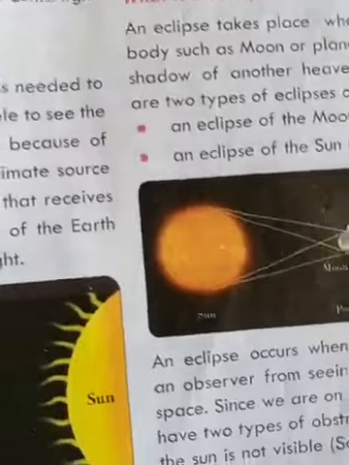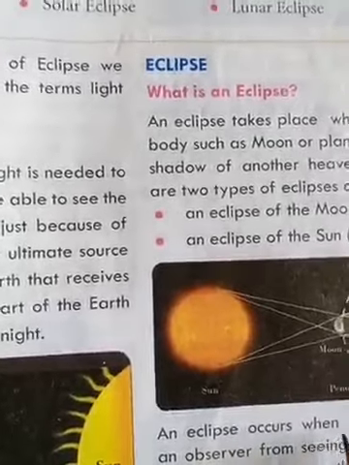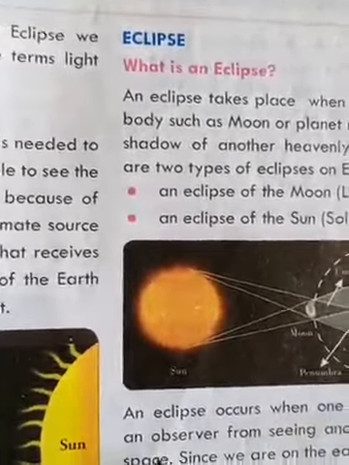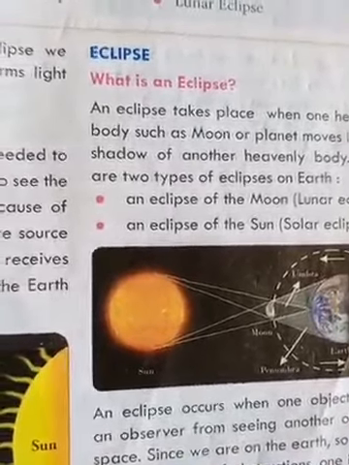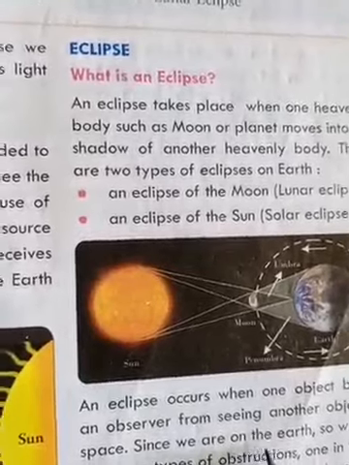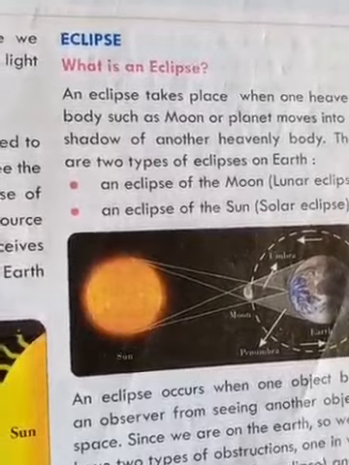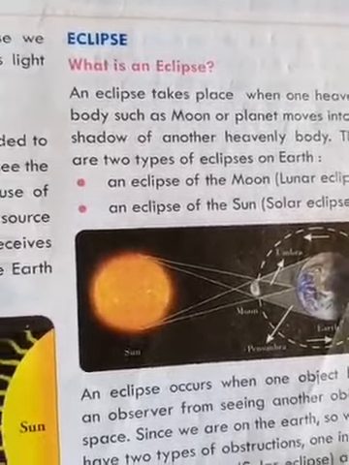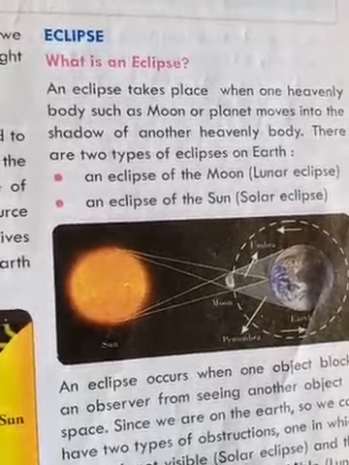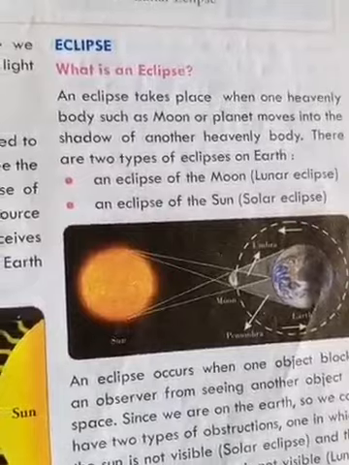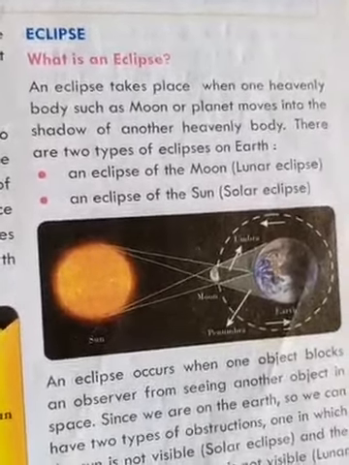Eclipse. An eclipse occurs when one object blocks an observer from seeing another object in space. Since we are on the earth, we can have two types of obstructions. One in which the sun is not visible, that is called the solar eclipse, and the other in which the moon is not visible.